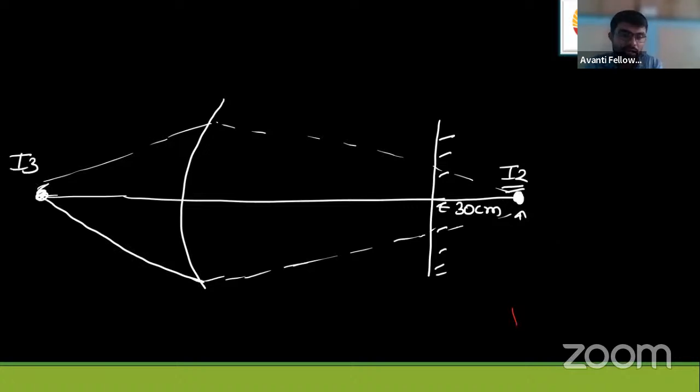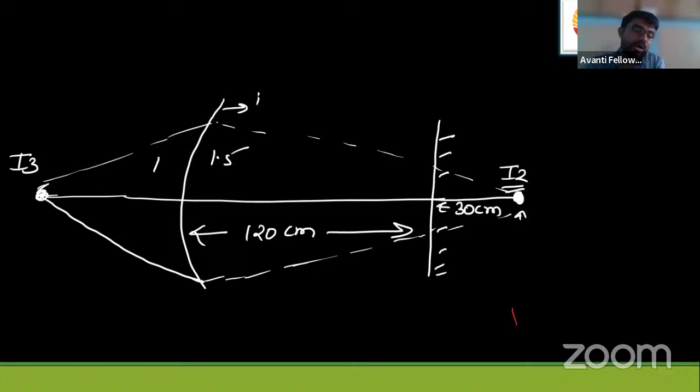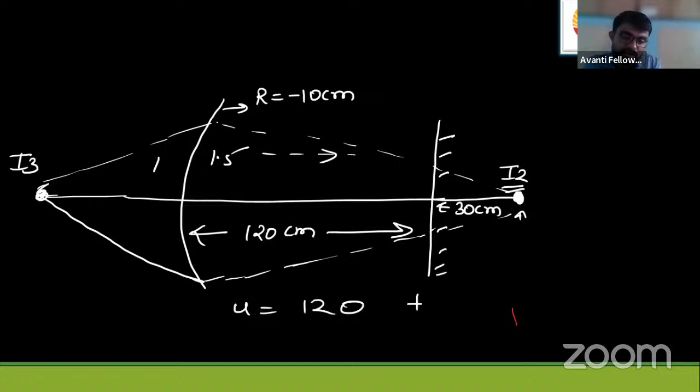Apply the formula. Here distance kitna tha? It is 120 centimeters. Fine. Apply the formula. This is 1.5, this is 1. R, now R you will take with sign convention as positive or minus? Negative, because we are going against the rays direction. So it is minus 10. Object distance, of course it is negative. How much? Total is 120 plus 30 equals 150.